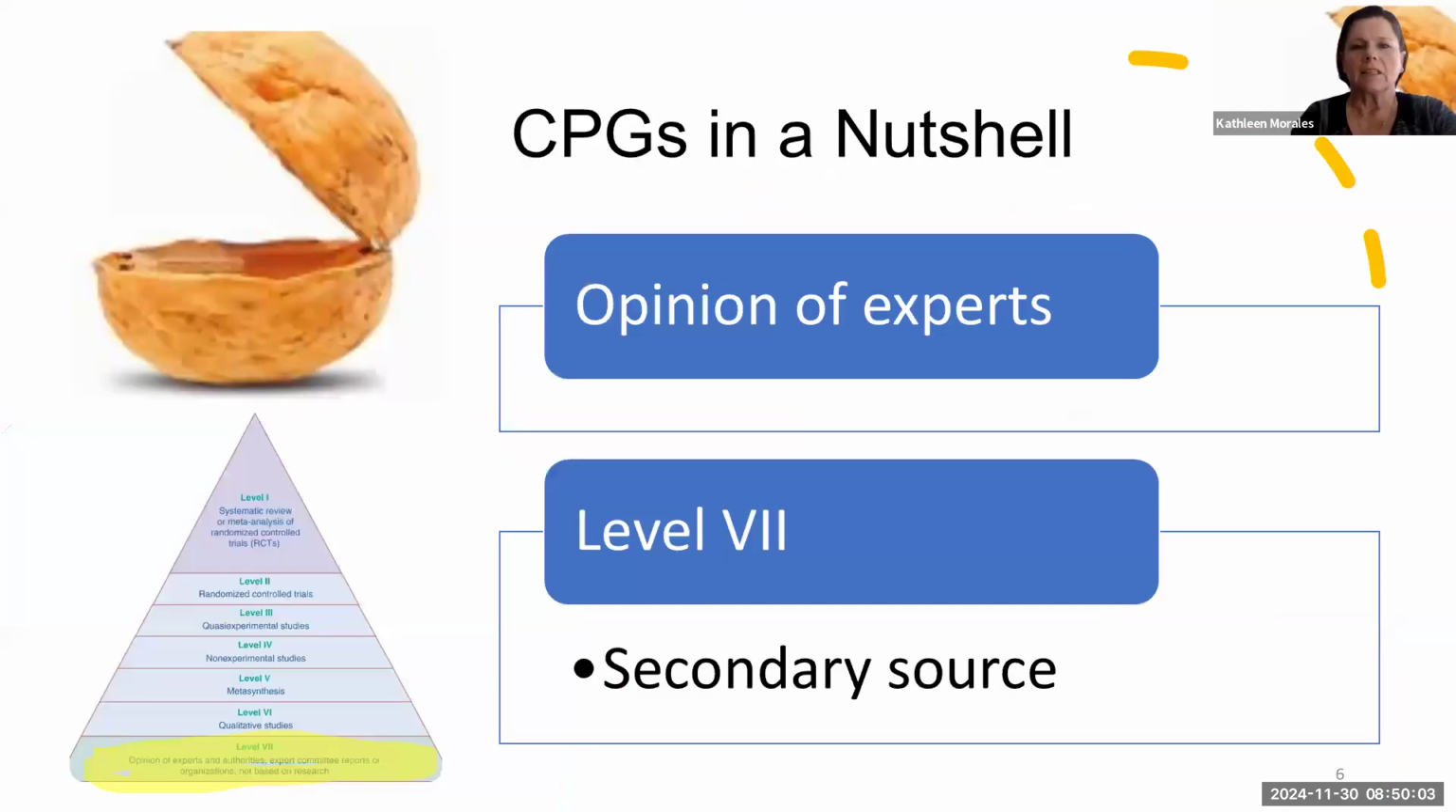CPGs are clinical practice guidelines. These are the opinions of experts. They're level 7 evidence on the Melnyk and Fineout-Overholt scale because they're a secondary source.